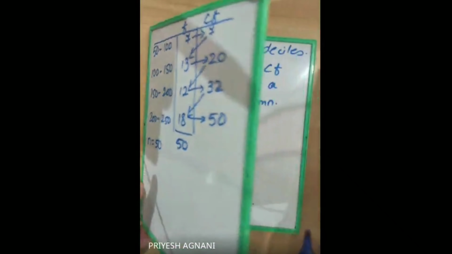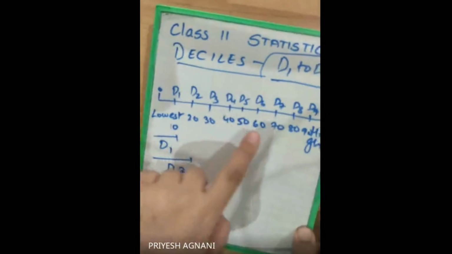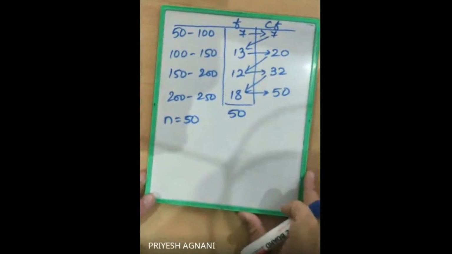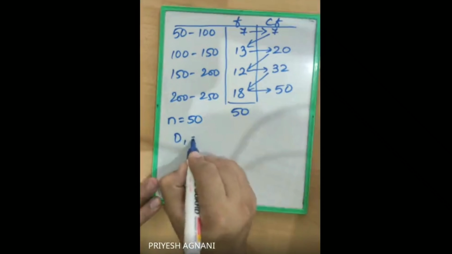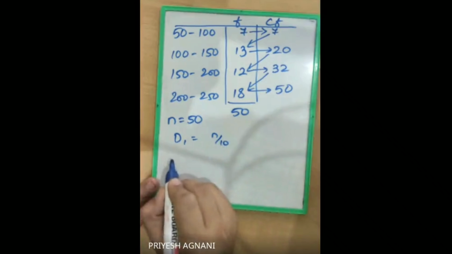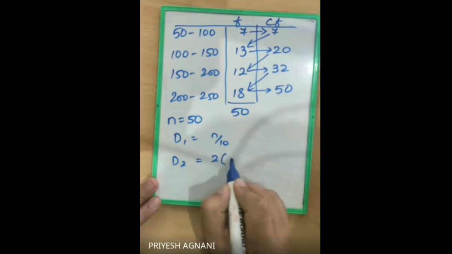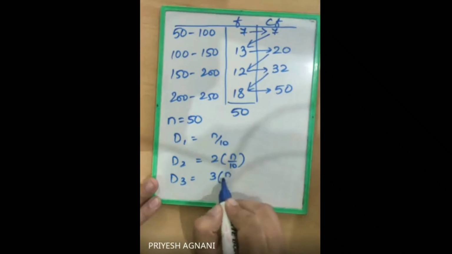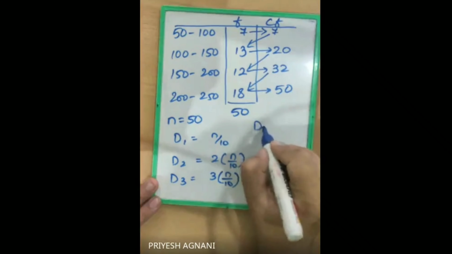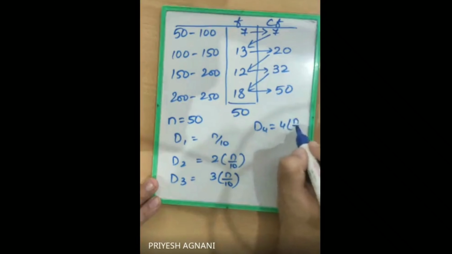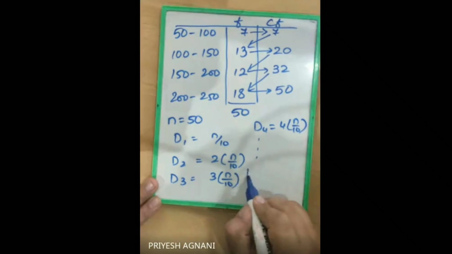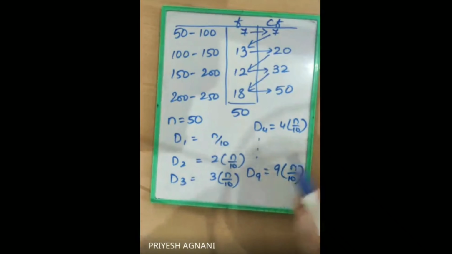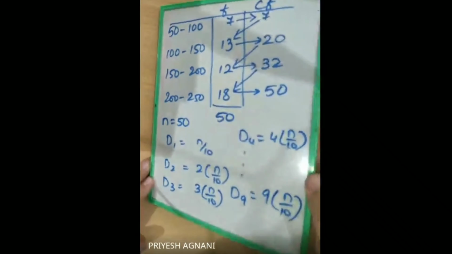As we saw in deciles, there are 10 parts. So we have to do n upon 10. For decile 1, you have to find n upon 10. For decile 2, you have to find 2 multiplied by n upon 10. For decile 3, you have to find 3 multiplied by n upon 10. For decile 4, you have to find 4 multiplied by n upon 10. Same as till decile 9, you have to find 9 multiplied by n upon 10. And then you have to find the decile class.